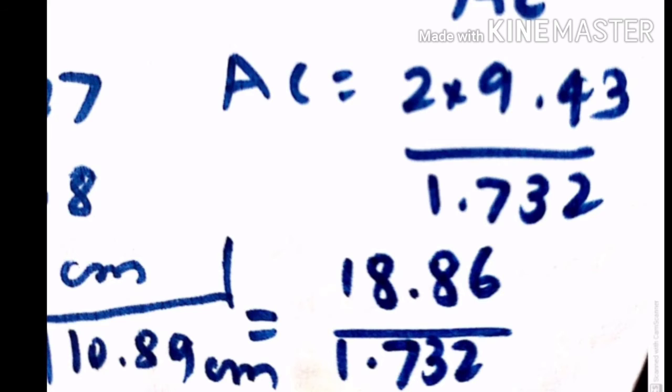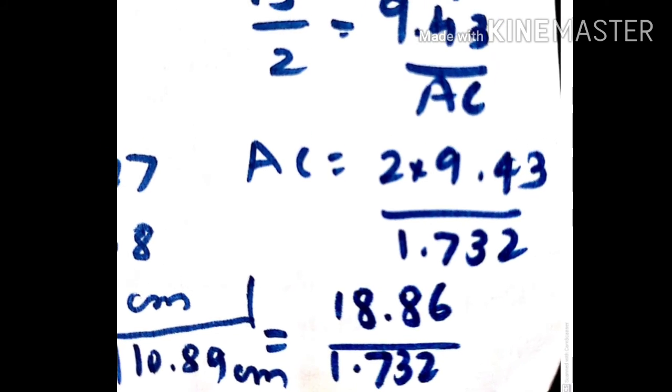So don't think this is incorrect. The answers at the back may have wrong values sometimes. So AC is equal to 10.89 centimeters by our answer. Also you can check, students, that this 10.89 and our 2.57 add up to nearly 12. It means it is the correct answer. Okay, so here in the ninth question we have found both the values.